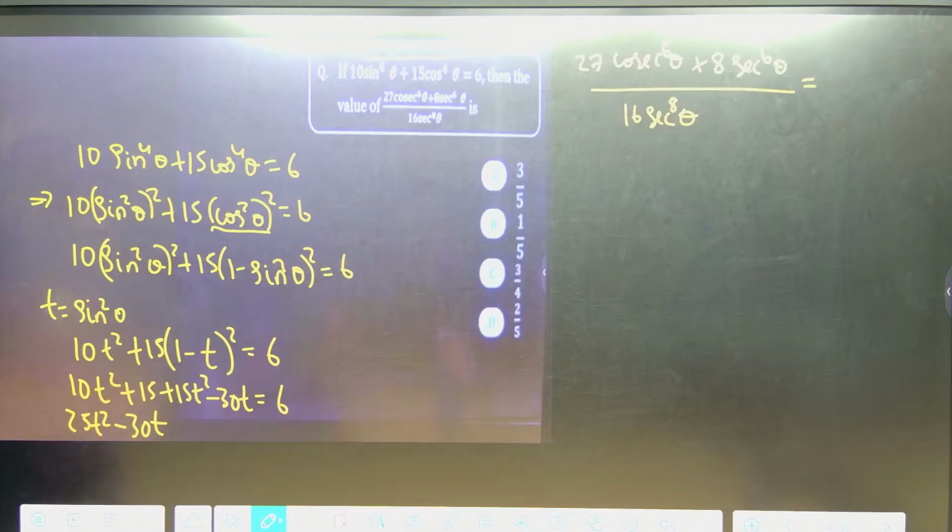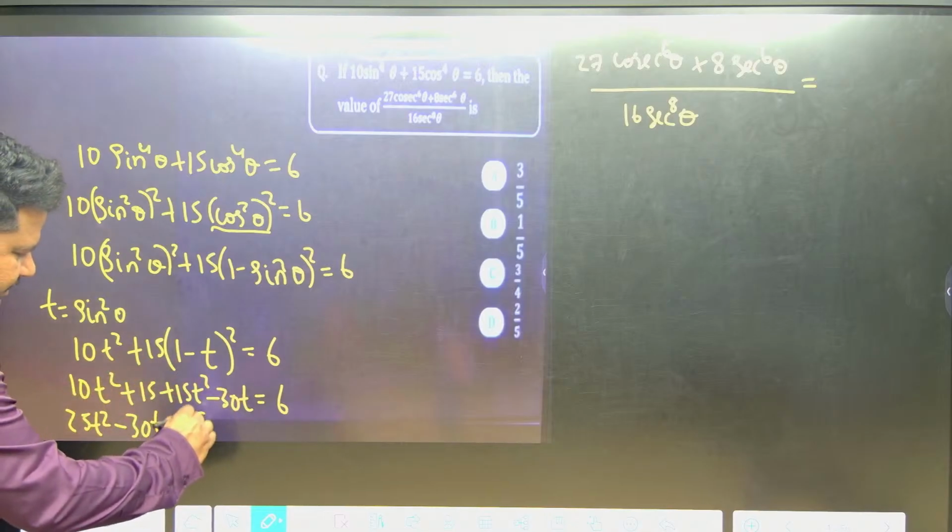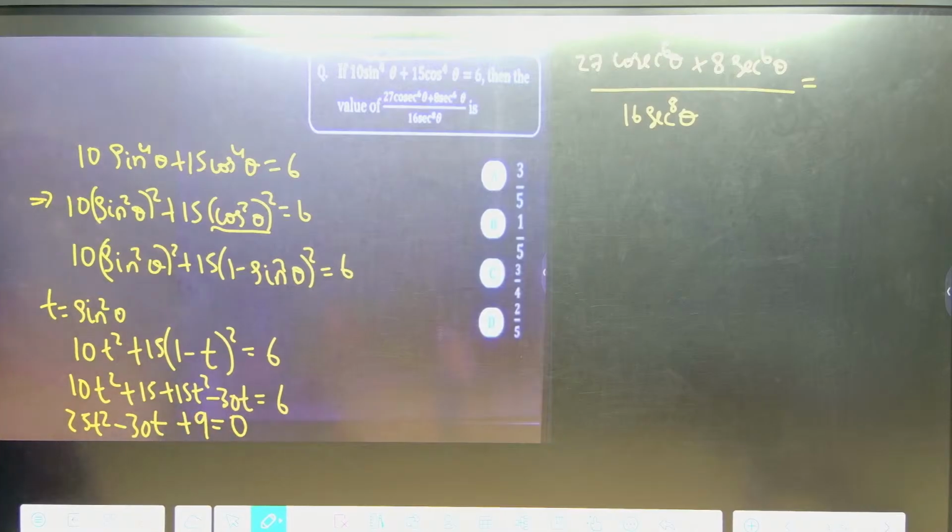15 minus 6 is what we are having? Observe this carefully. 25t square minus 30t, 15 is there. Here 6 if I bring it this side, I will have plus 9 is equal to 0. Now look at this. 25 into 9 is how much? 25 into 8 is 200, plus 25, that is 225.